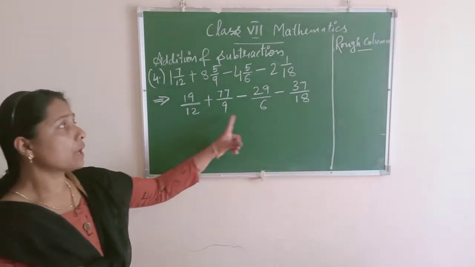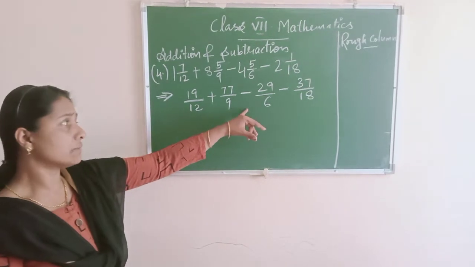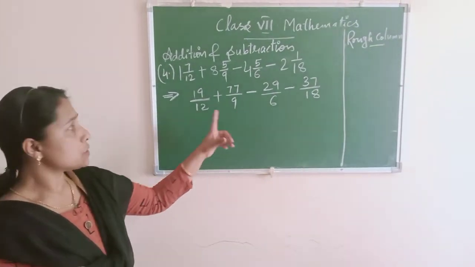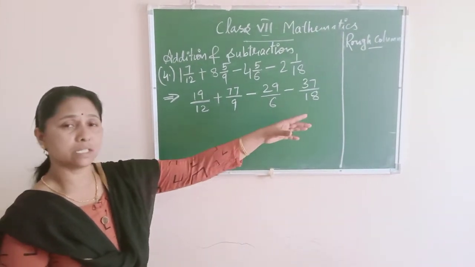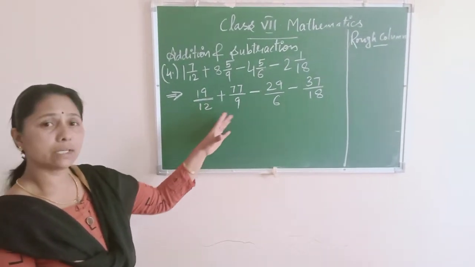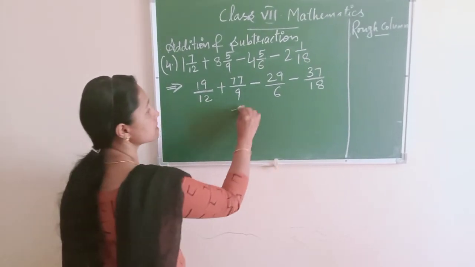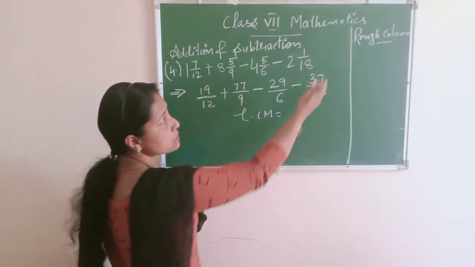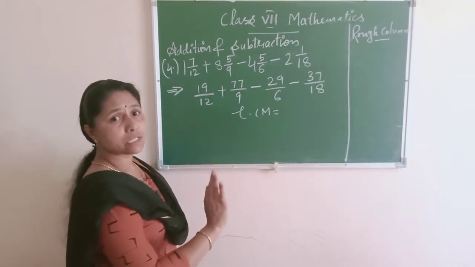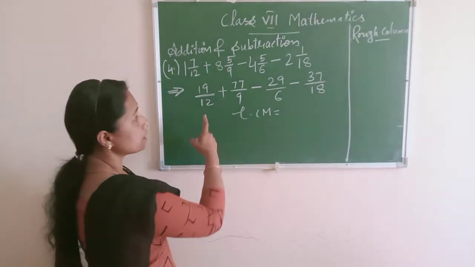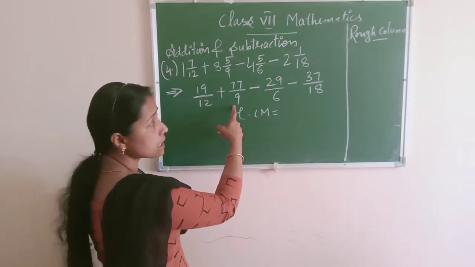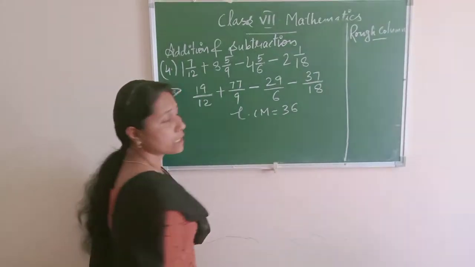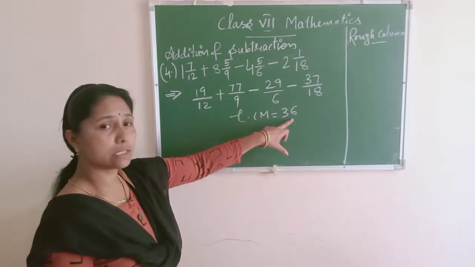Now you have four unlike fractions. After getting unlike fractions, you know you now have to find the LCM of the denominators: 12, 9, 6, 18. Those who know the tables can take it directly. Here I am taking the LCM directly. Those who don't know, revise the tables. Otherwise, find the LCM by the prime factorization method or division method. Here in 12's table, 9's table, 6's table and 18's table, 36 is the lowest common multiple. That is why 36 is the LCM.